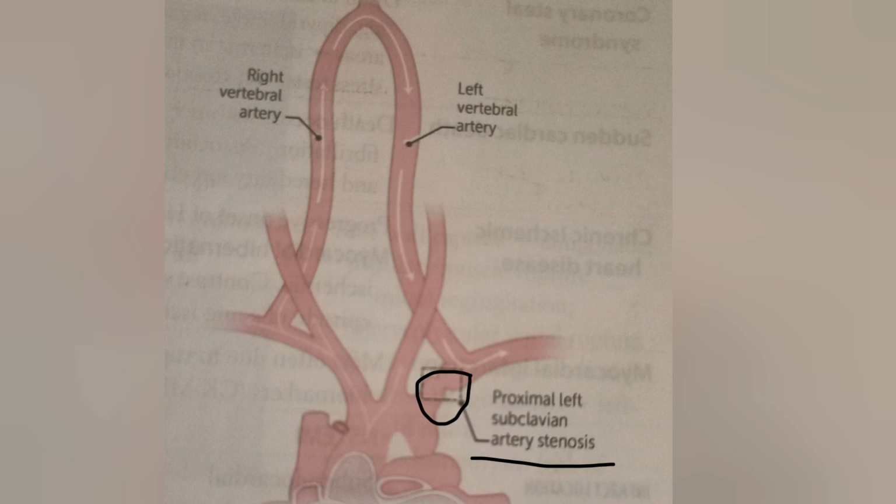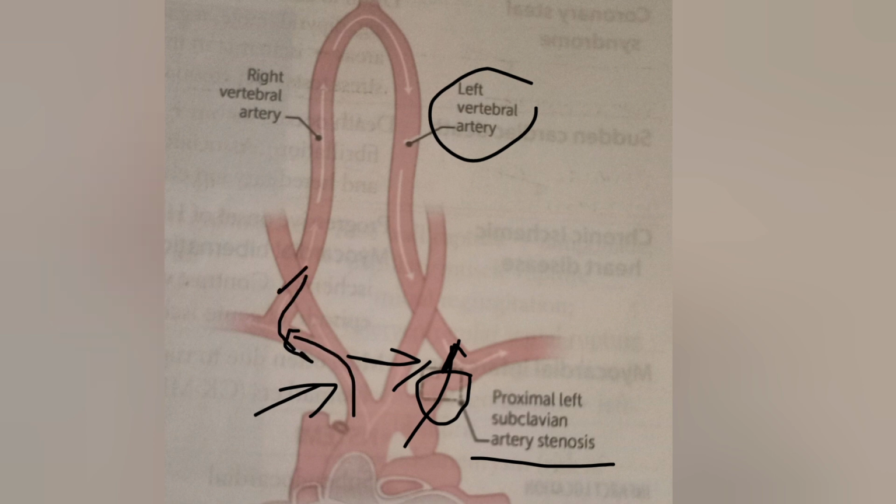Because this part of the artery is narrowed or stenosed, less blood is flowing through this part of the artery, and we know that this left subclavian artery gives the branch of the left vertebral artery. But because our left subclavian artery is stenosed, our left vertebral artery is getting very little blood. In the right subclavian artery there is no stenosis, it's perfectly normal. So normal blood is flowing to this right vertebral artery.